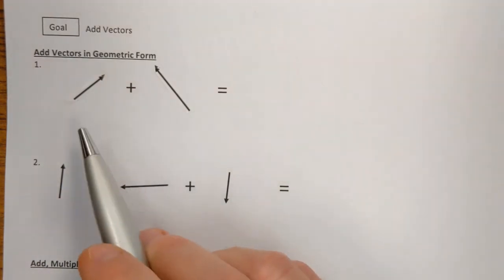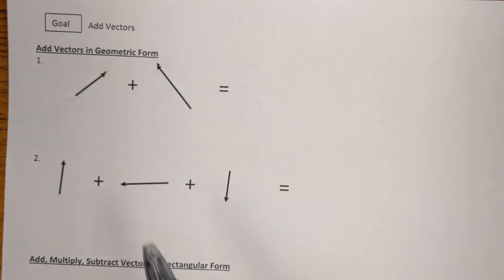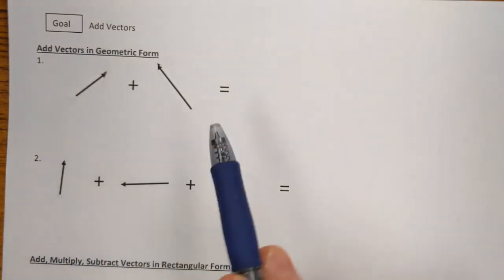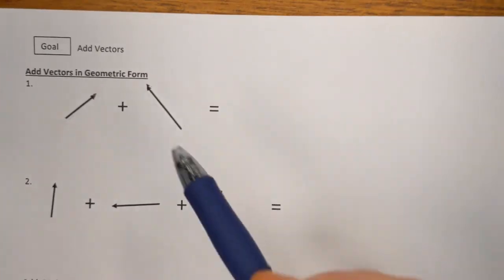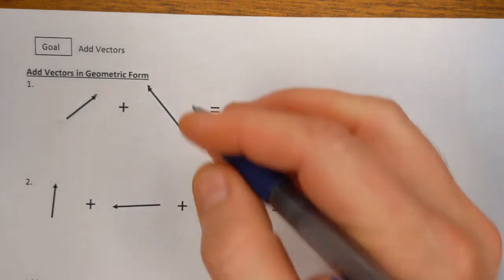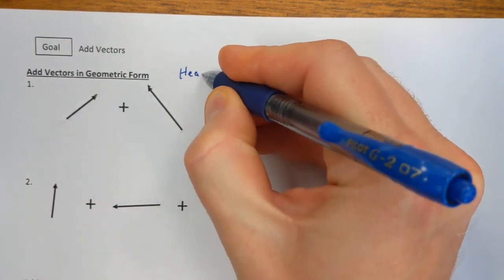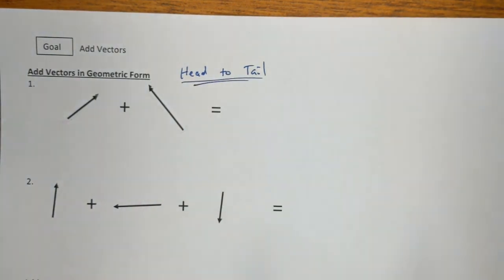Well, these vectors, you'll notice, they're not on a piece of graph paper. They're in what's called geometric form. They're just kind of floating in the air. We'll get into later when there's actually like graph paper to work with. But if there's no graph paper to work with, the geometric way to add these two vectors together is a method called the head to tail method. And here's how it works.